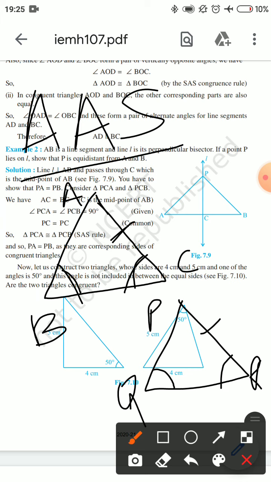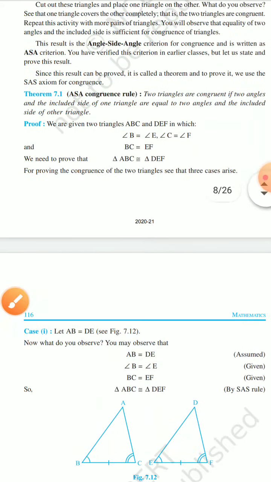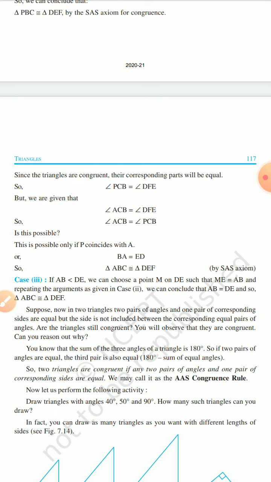So by AAS criteria these two triangles are congruent, and if these two triangles are congruent we can conclude that the corresponding parts, that is side AB will be equal to side PQ, angle A will be equal to angle P. Why? By CPCT. So moving on to the next, see there is no proof for this, these are the experimental data that we have given here, right? So there are no proofs for AAS criteria or SAS criteria, these are just axioms, right, which are universal truths.